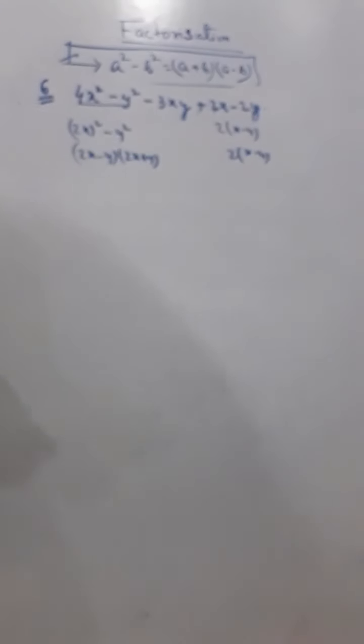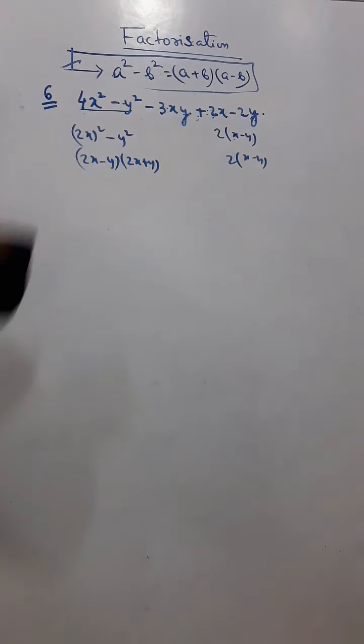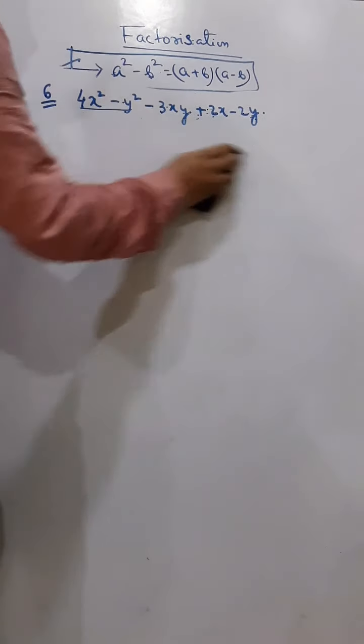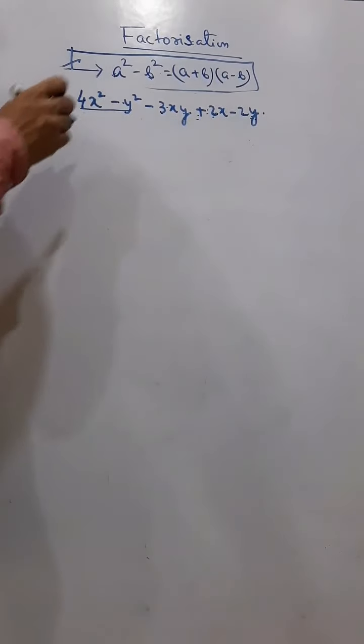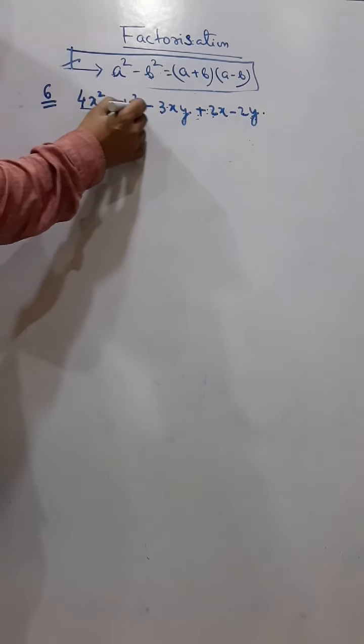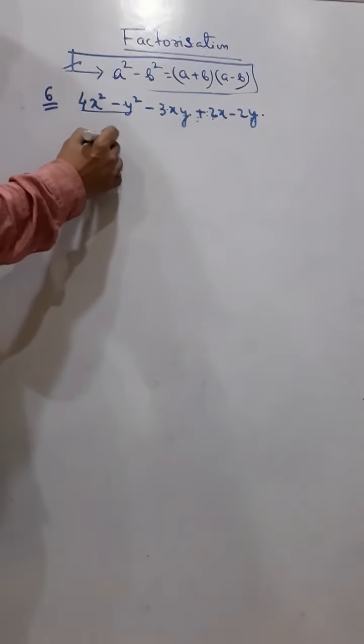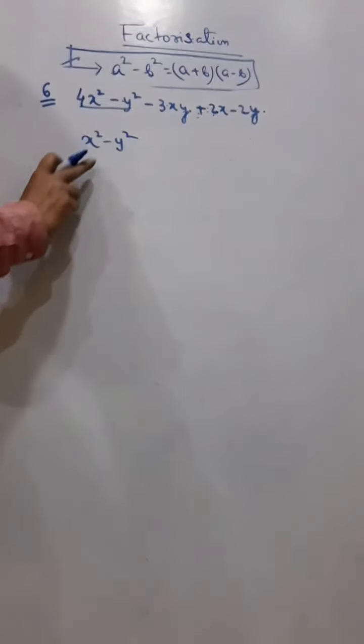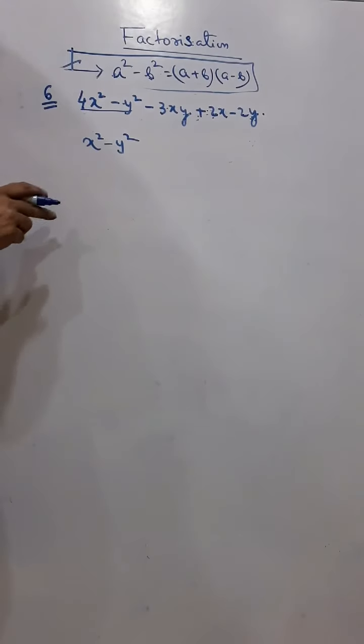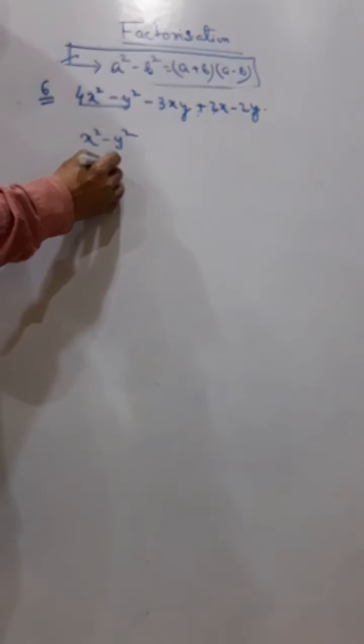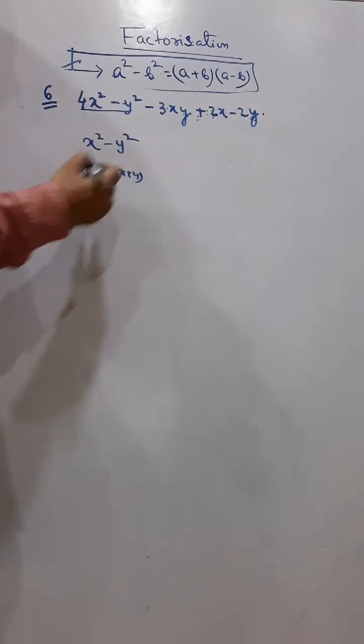Now see what can be done. I can convert this 5 part into 6 part. I will split. Now instead of 4x square minus y square, I am thinking this way. I am just writing in this way. Because if I think this way, then I get x minus y and x plus y. Understand? X minus y and I'll get x plus y. And so now I get another x minus y. So I am getting something common.